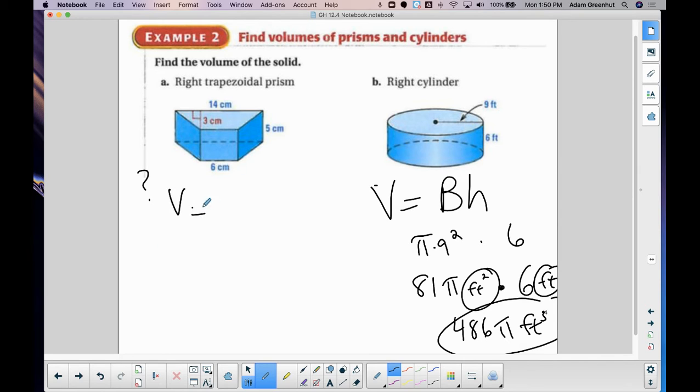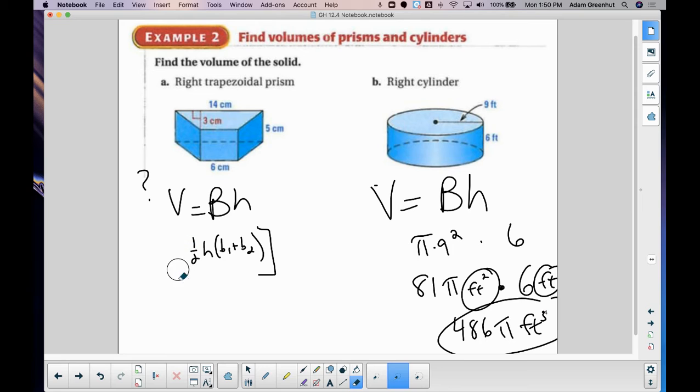Hopefully you realized it was a prism, so you're going to do area of the base times the height. To find the area of a trapezoid, I do half the height times the sum of the bases. Maybe I should use brackets for that first one since I already used the parentheses. And I'm going to multiply that by the height of the prism. Keep in mind, this is the height of the base, the trapezoid. This is the height of the prism.